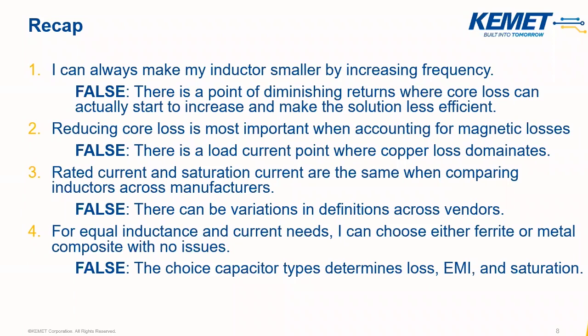And continuing along the theme of losses, the notion that reducing core loss or going for an inductor with lower core loss is most important when accounting for losses in inductors. And again, that's also false, because depending on your operating circumstance, there is a point at which the copper loss dominates over that core loss. And we learned that rated current and saturation current are not necessarily the same when comparing across manufacturers. There can be variations in the definitions of those very terms across different vendors.